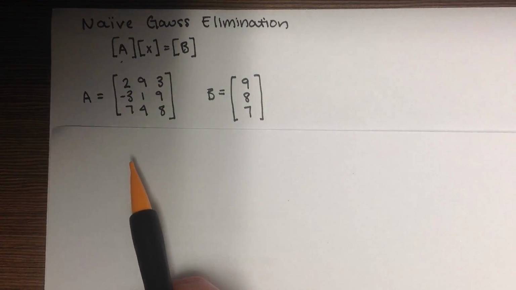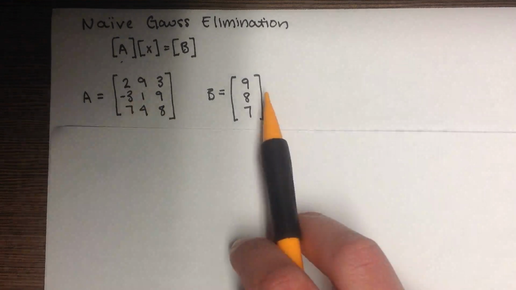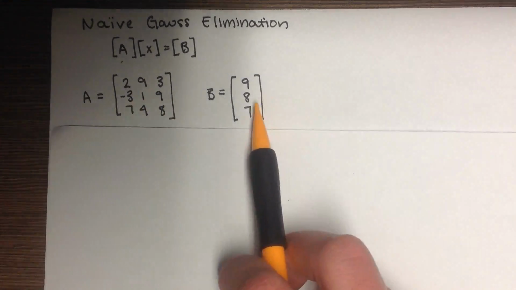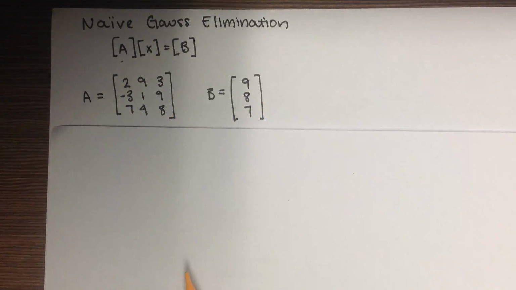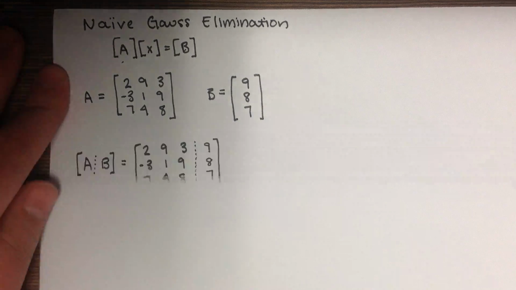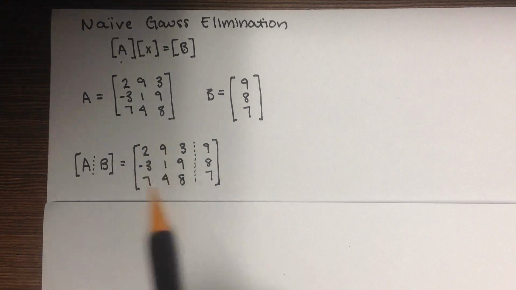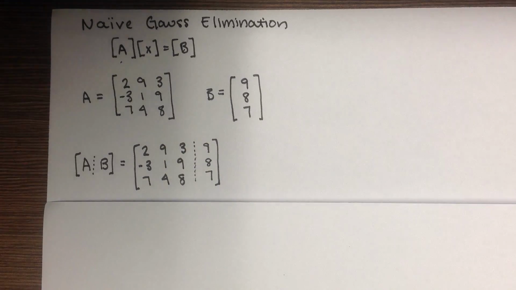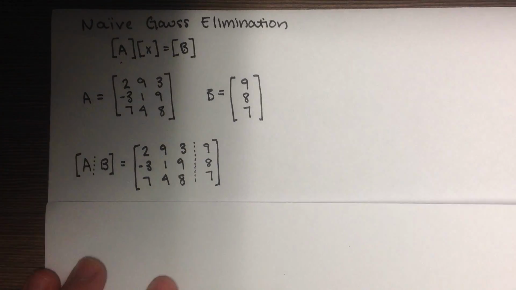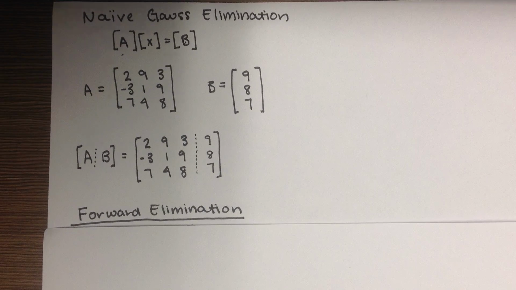In order to start, what we want to do is combine matrices A and B and concatenate them. Basically, we're just going to slide B over so that it's part of one whole matrix. By doing that, we get this matrix right here. So we've got matrix A and matrix B, and we've combined them. The first thing we want to do is perform forward elimination.